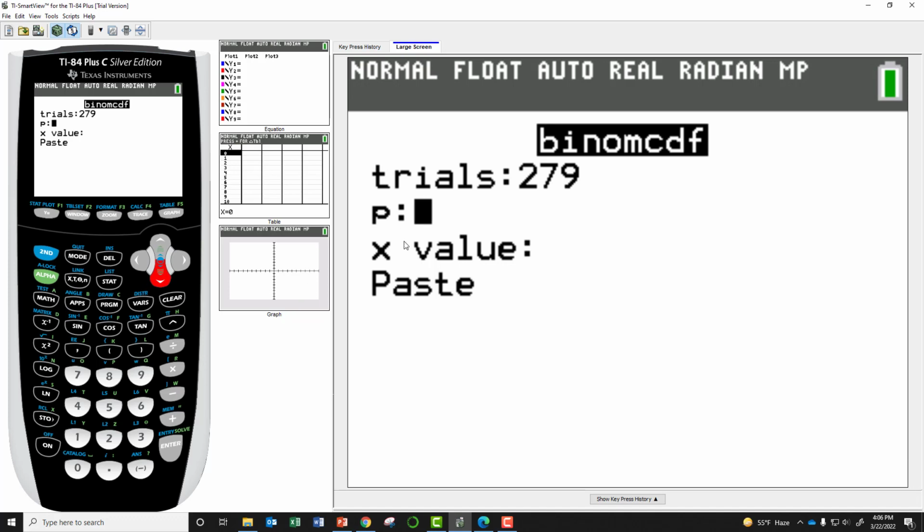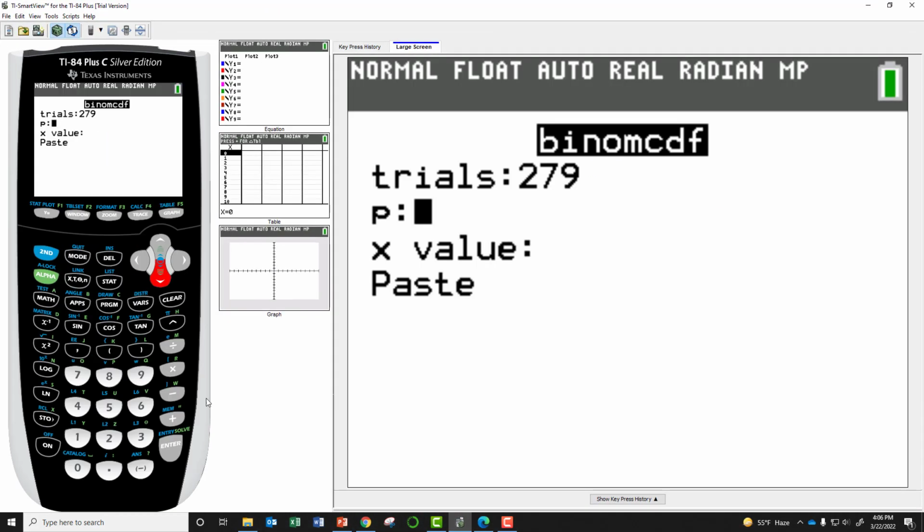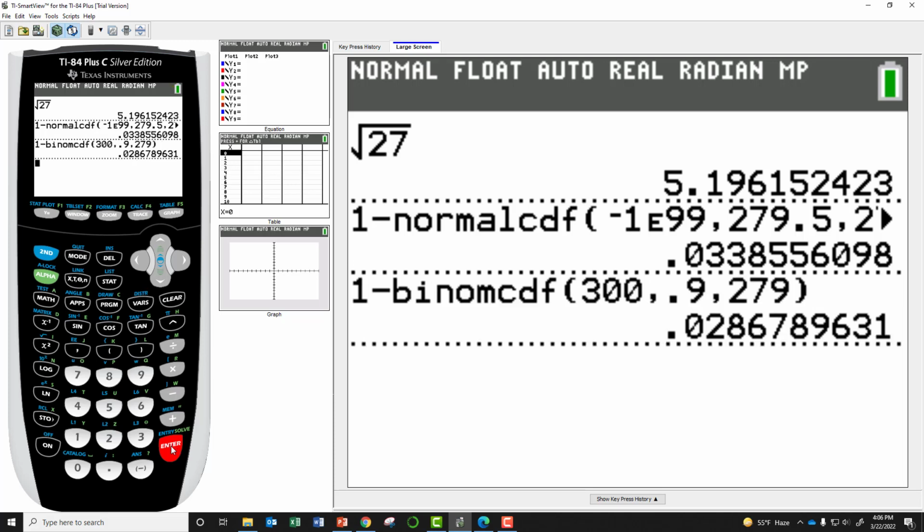So then where it says p, this is going to be 0.9. My number of trials would be 300, and where it says x value, that's where the 279 goes. And I paste, enter, and I get 0.0287.